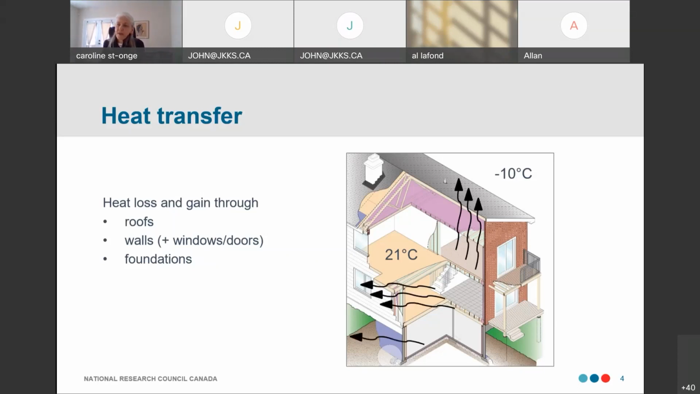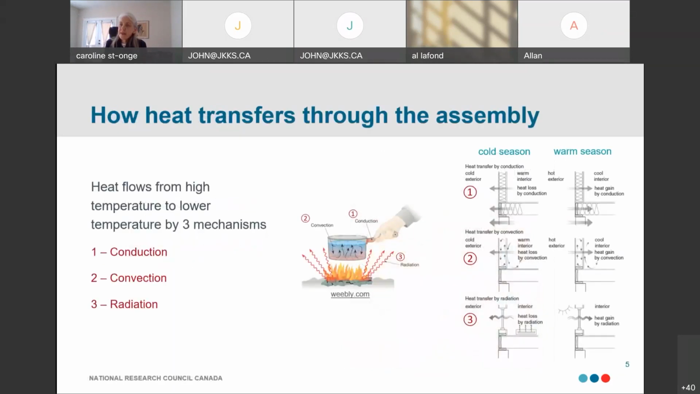But in order to understand what to do to reduce that heat loss, it's good to understand by which mechanisms the heat flows through the wall assembly, in and out of the wall assemblies. So let's have a look at how it works. This slide illustrates the heat transfer through the assembly. The heat flows from a high temperature area to a lower temperature area by 3 mechanisms: conduction, convection, and radiation.